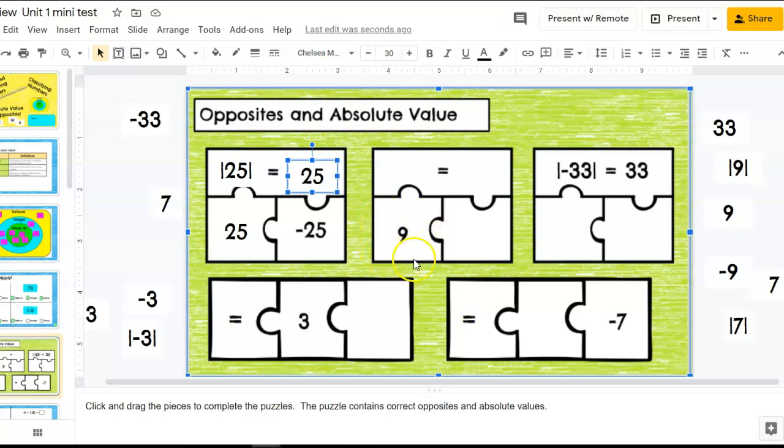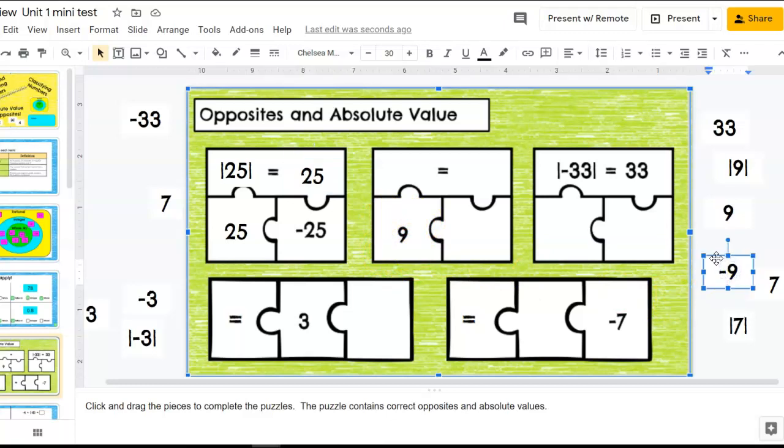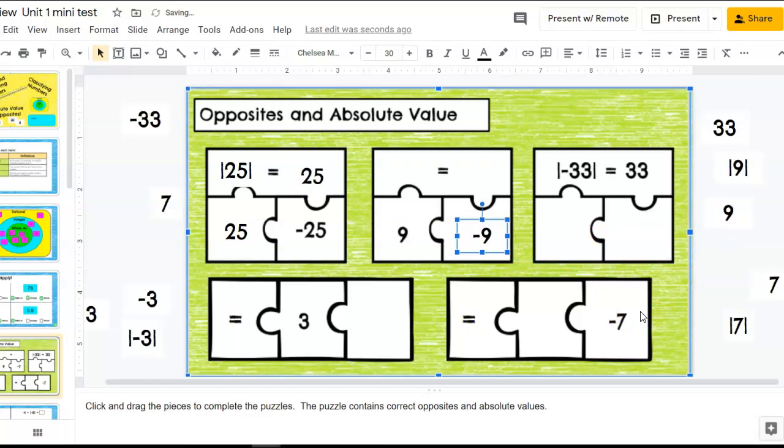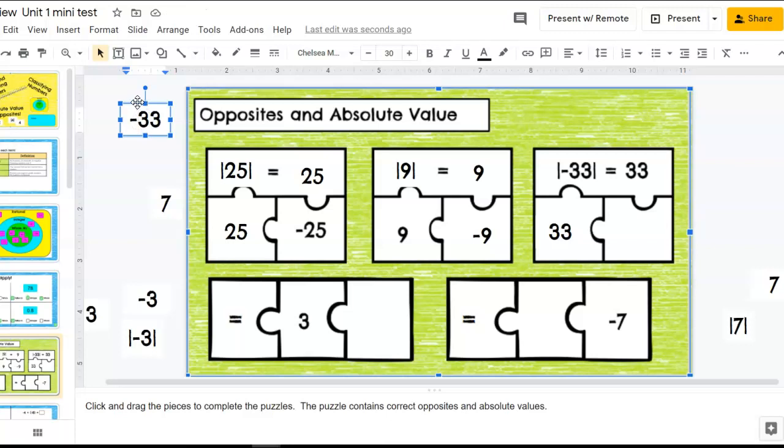The opposite of 9 is negative 9. The opposite of 9 is negative 9. Now we're going to do absolute value. The absolute value of 9 is 9. So I'm clicking on them and I'm dragging them to their spot. So here, the absolute value of negative 33 is positive 33. So let's do the opposites of 33. I'm going to take my positive 33. The opposite of positive 33 is negative 33.